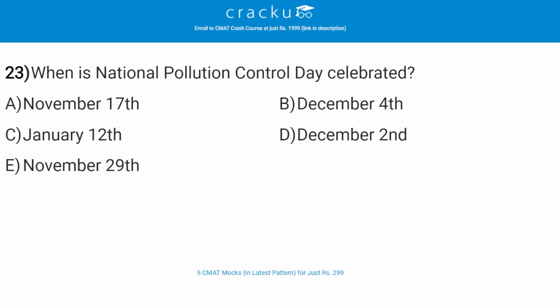When is National Pollution Control Day celebrated? The correct answer is D, December 2nd. So, National Pollution Control Day 2021 is observed annually on 2nd December to remember the people who lost their lives in the Bhopal gas tragedy in 1984. Let's check the next question.